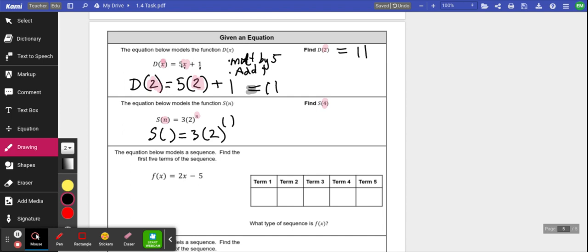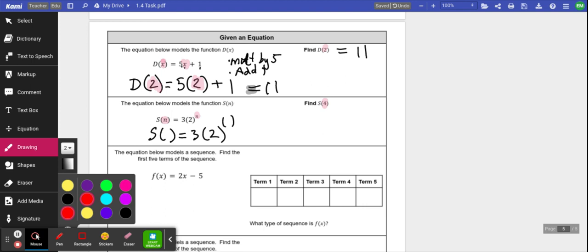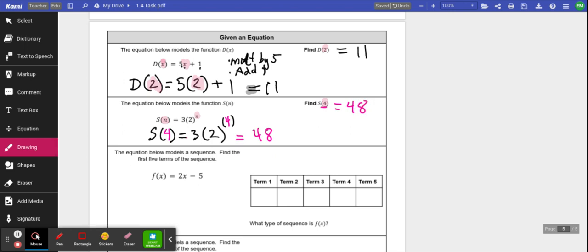And now instead of the n, I am going to put in a 4. So s of 4 equals 3 times 2 to the 4th power. Wherever there was an n, I now replaced it with the input, which was a 4. And now I just have to type that in my calculator or evaluate it, but it gives me a 48. So I have s of 4 equals 48. I'm going to do this very similarly.